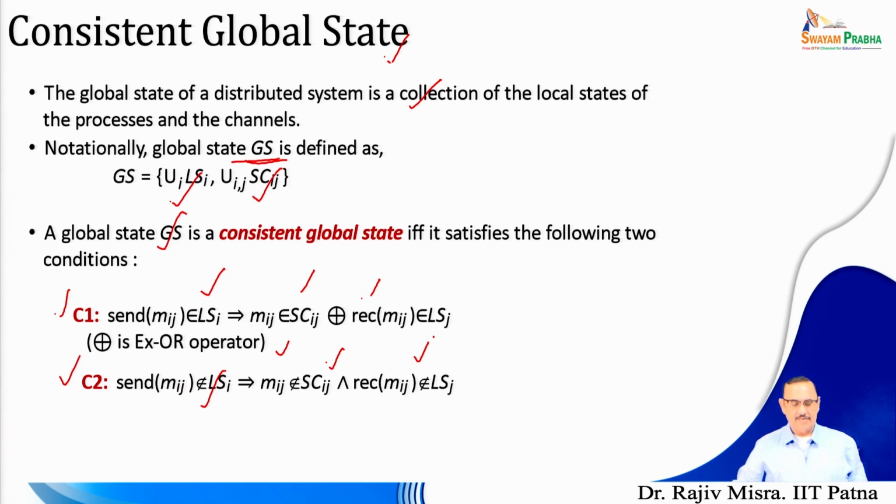So, a global state is consistent if it satisfies these two conditions. If the send is already there, that is, the message is sent from i to j, then either it is in the channel or it is being received by j. If send(M_ij) is not in that particular local state, then neither is the message in the channel nor is it being received. This is called a consistent global state.